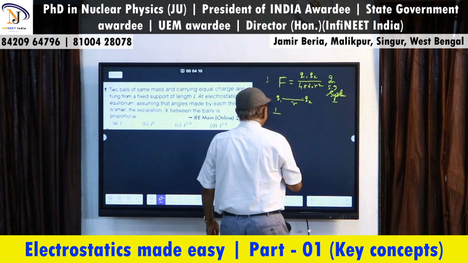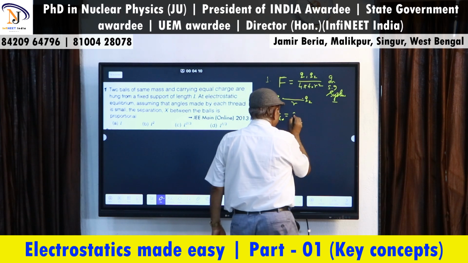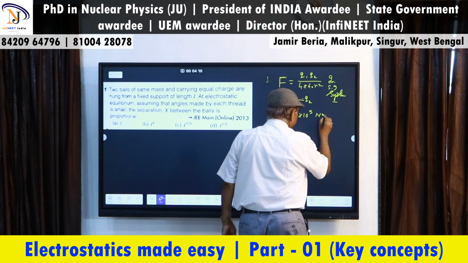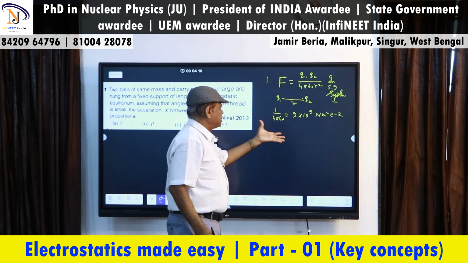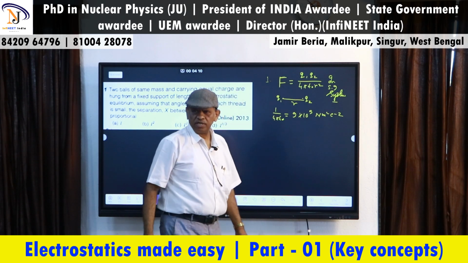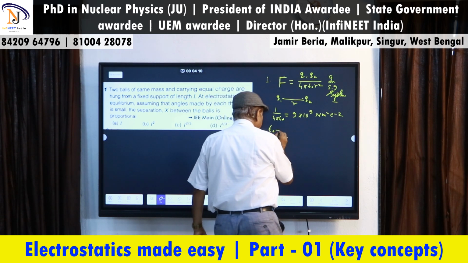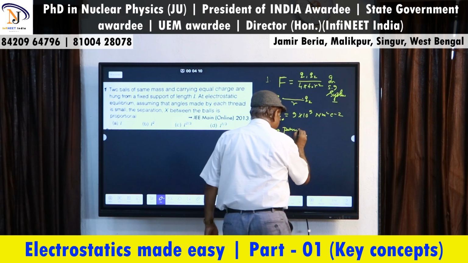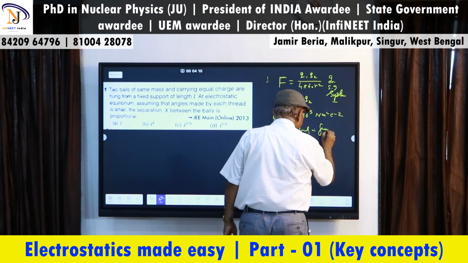Now I may write 1 by 4 pi epsilon naught equals to 9 into 10 to the power 9 Newton meter square Coulomb to the power minus 2. This is the value of 1 by 4 pi epsilon naught. And you should know that epsilon naught is the permittivity in free space.